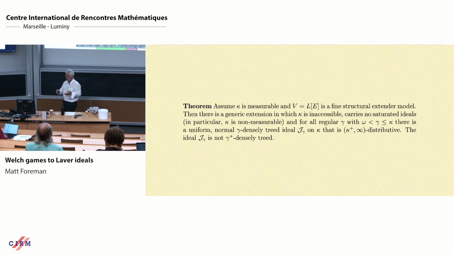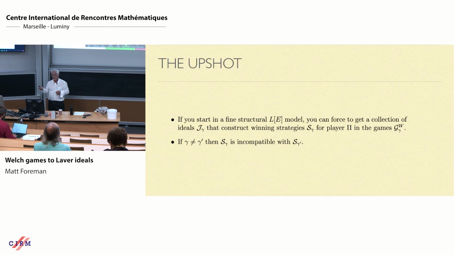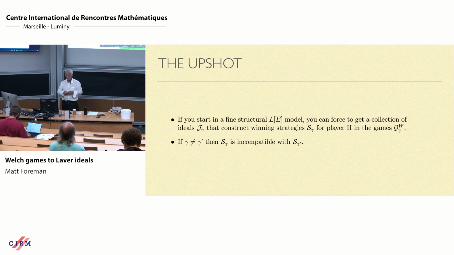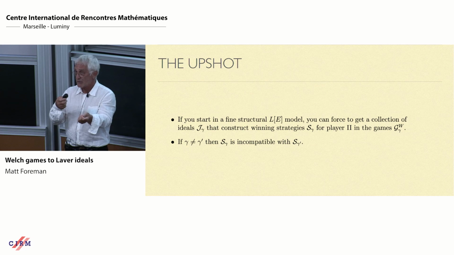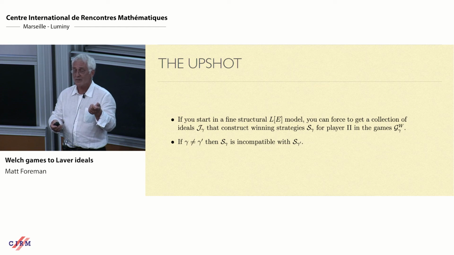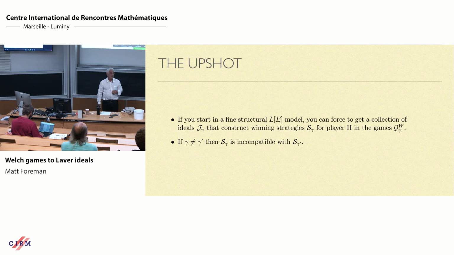So we've separated on the ideal level. So the upshot, again, is if you start with a fine structural L of E model, you can force to get a collection of ideals I gamma that construct winning strategies S gamma for player 2 in the Welch game of length gamma. And if gamma is different than gamma prime, then the Welch strategies are incompatible. Now, I haven't quite done what I promised, namely, if you ask me about gamma omega 2, first of all, if I can win the game of length omega 2, I can clearly win the game of length omega 1. Why?